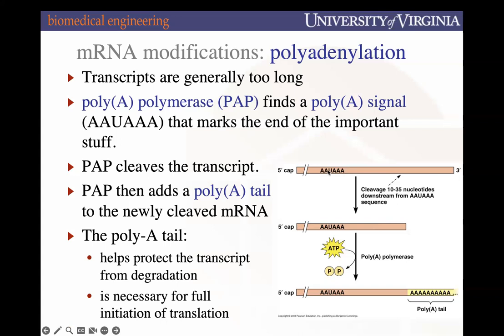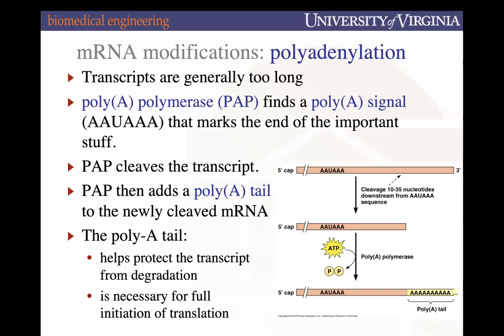That's a poly-A signal. It's a signal to this enzyme called poly-A polymerase. You can tell by its name that it's a polymerase that adds a poly-A tail, or adds polyadenylates. It is a mark for the end of the important information in this mRNA transcript. Poly-A polymerase, or PAP, does a couple of key functions here. Once it sees that poly-A signal, this AAUAAA, it cleaves the transcript a little bit downstream from that signal.